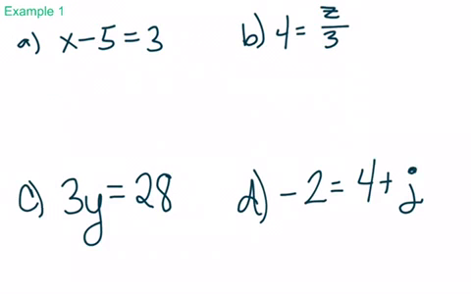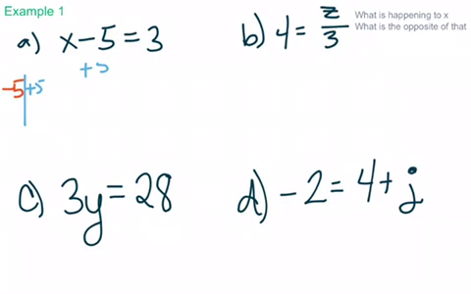Inverse order of operations means backwards PEMDAS, right? Looking at the first problem, we have x minus 5 equals 3. What you have to ask yourself is, what is happening to x and what is the opposite of that? X is being subtracted by 5. What's the opposite of subtracting 5? Adding 5. So we have to add 5 to both sides of this equation.